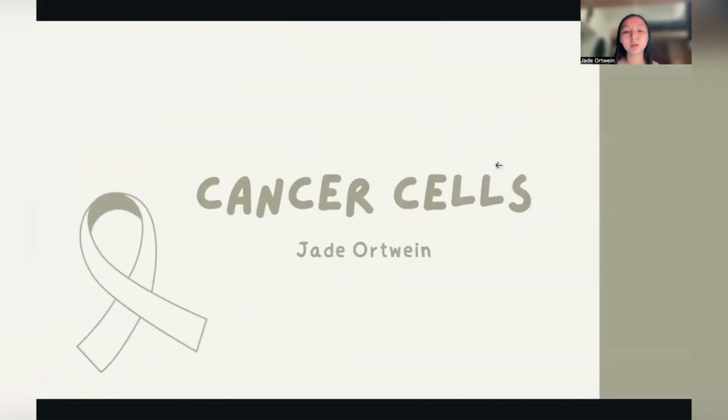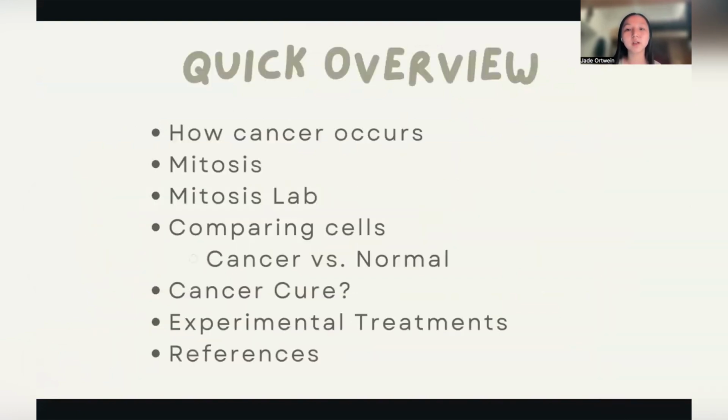So we are going to be talking about cancer cells. And here is the overall agenda. We will go over how cancer occurs, mitosis, a lab regarding mitosis and comparing cells, the cancer cells versus normal cells, and if there's actually a cure for cancer. We will also go over an example experimental treatment regarding colon cancer, since I just told a personal story about that.